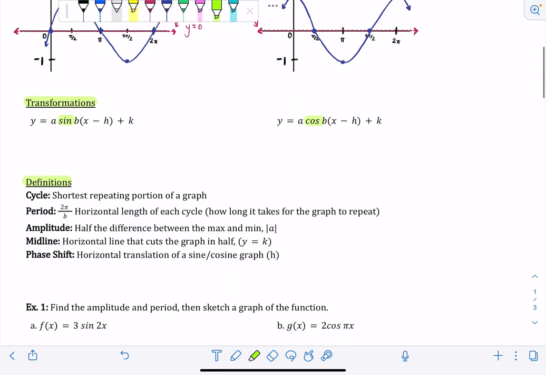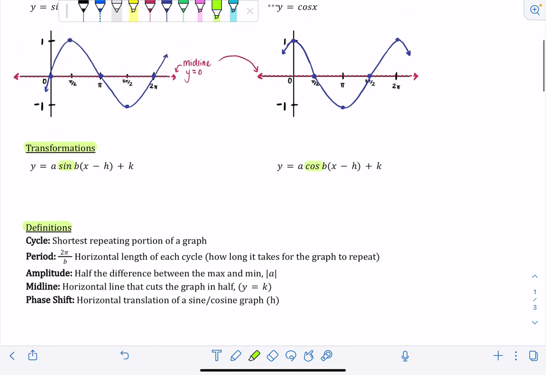Okay, and then definitions starting from the top. So you've heard me use the word cycle. A cycle is the shortest repeating portion of the graph. So these graphs up above, they'll go on forever, left and right. They'll just keep repeating themselves. These are each one cycle, one repeating portion before it starts to repeat itself.